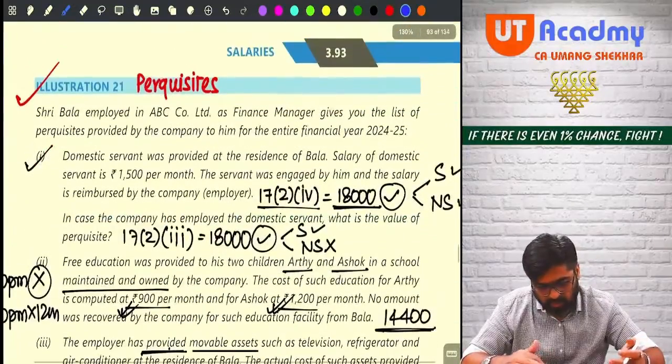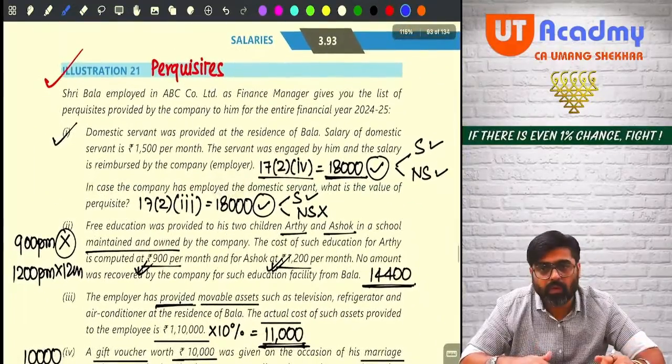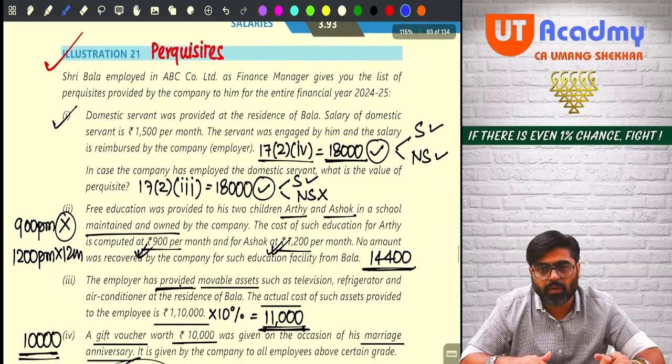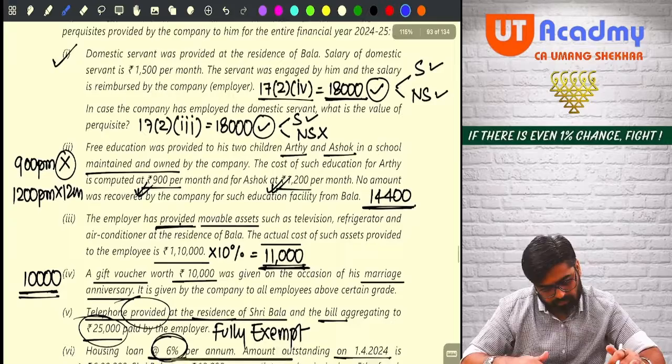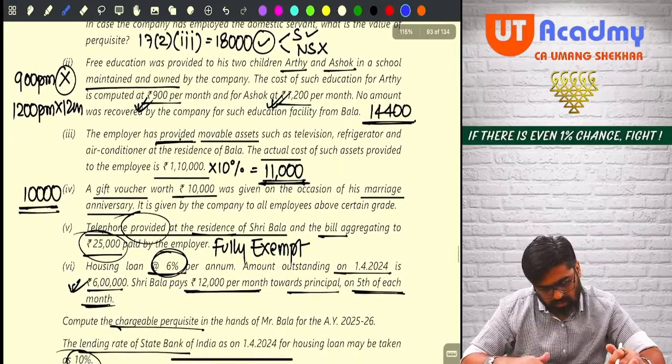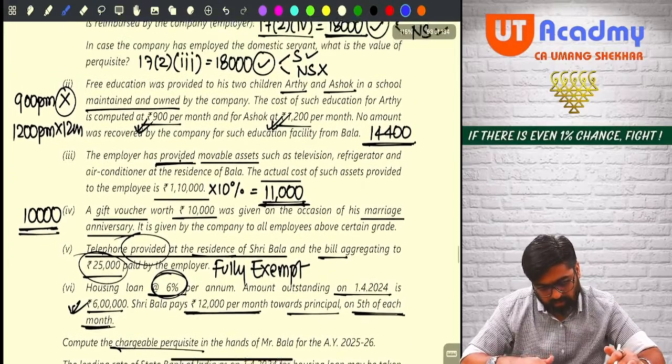I guess we have done question number 21 or not? Not done? 21 is not done, no? Come on. We'll start with question number 21.